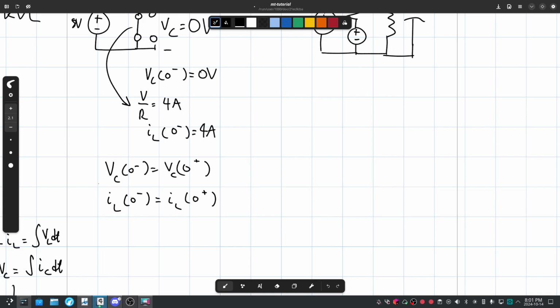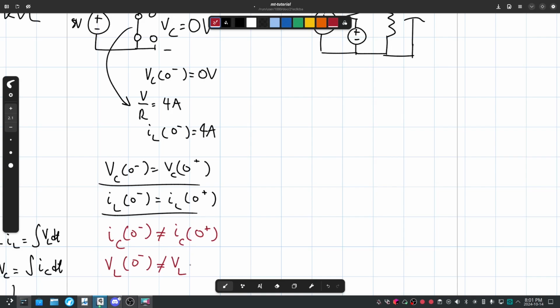So remember these 2 equations. And I'm going to give you a word of warning here of what you cannot do. Don't do those on the bottom. Okay, so now we know our first initial condition, and that is that VC at 0 is equal to 0 volts.